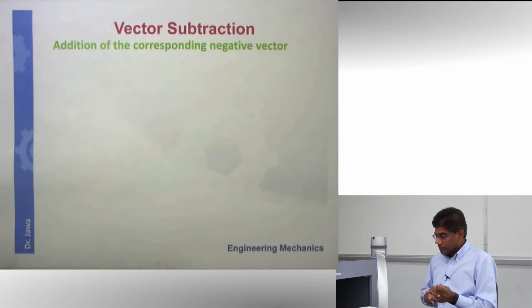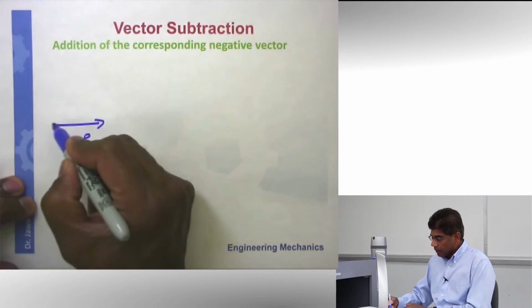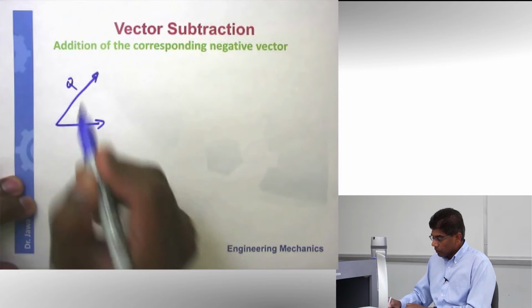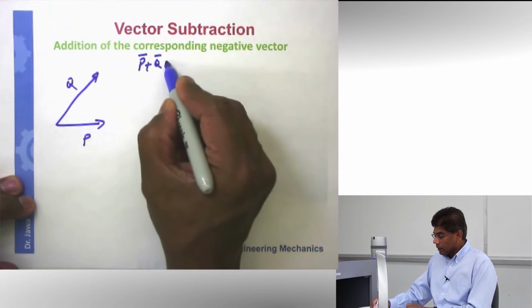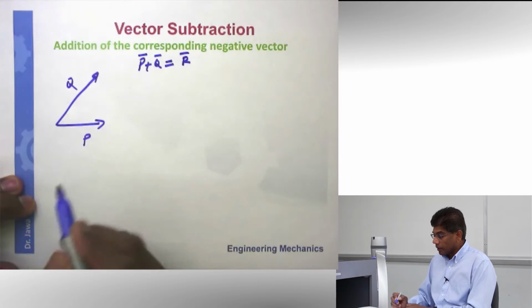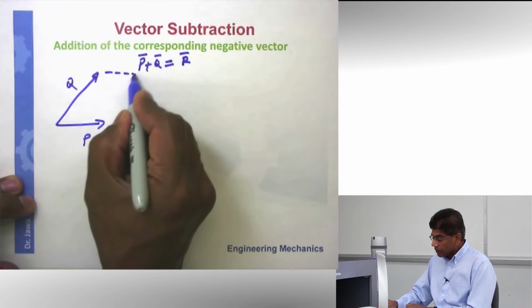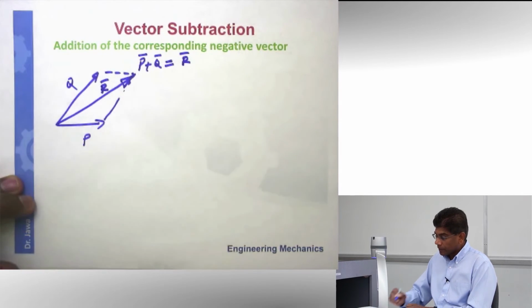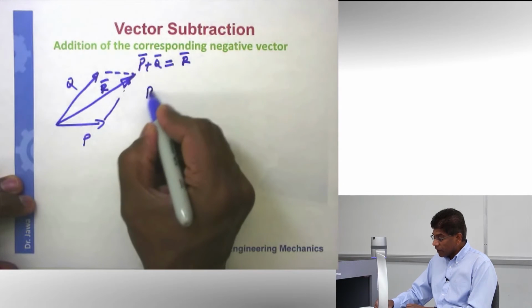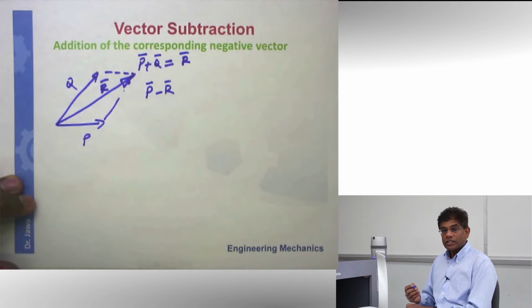Vector subtraction. So again, let me draw the same example. In this case, we had vector P here. This is vector Q. Vector P plus vector Q is your R. This is how we added vectors, and we found the resultant using the parallelogram or triangle law, and this is your R. All right. Now, let's say we want to find out P minus R. How do we subtract?